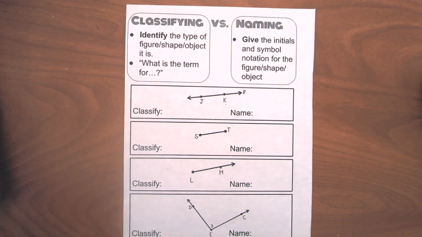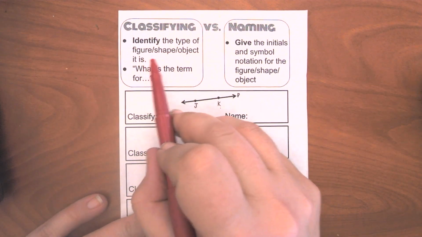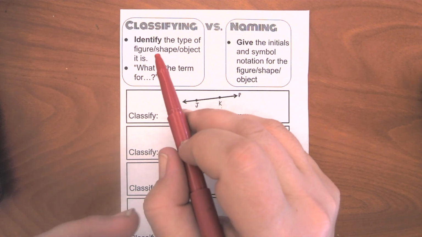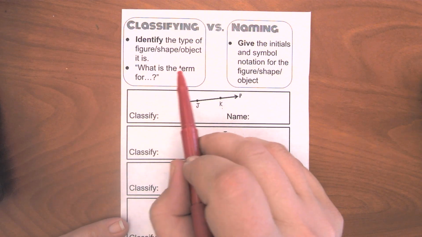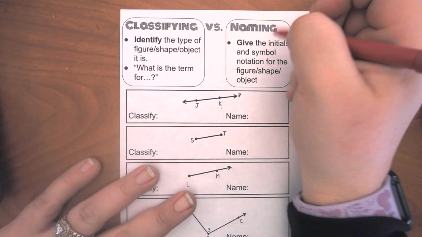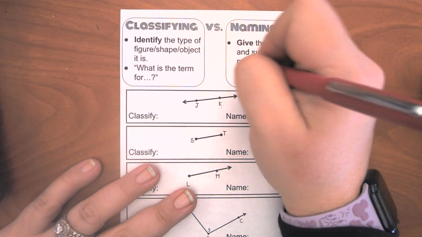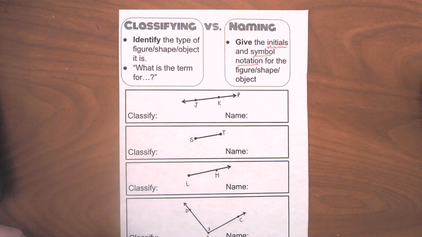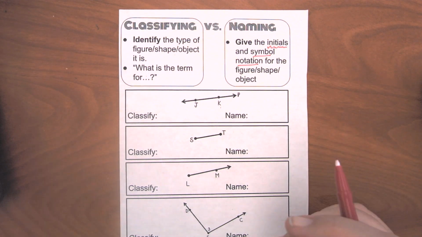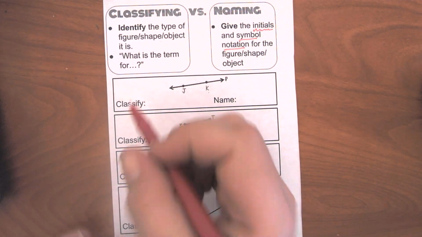Okay, so first, let's talk about classifying. Classifying means to identify the shape or the figure or the object. What is it? What type is it? So what vocabulary term would go with it? Then you have naming, which is where you give its initials and you use that symbol notation like we did at the bottom of our notes when we did our points, lines, planes, angles, all those things. So we're going to talk about that for each example.